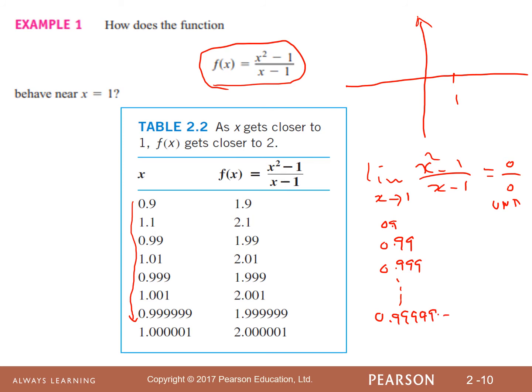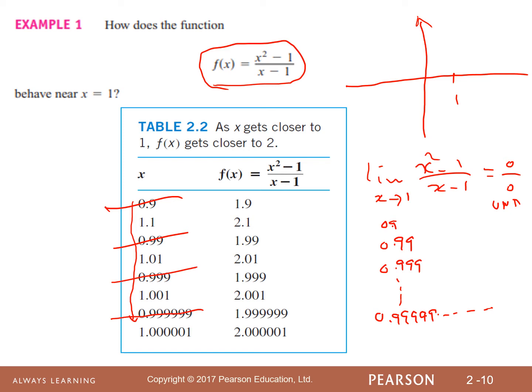you go to infinity, but you cannot reach infinity, right? Can you reach 1? No. You cannot reach 1, period. But you can go very close. Don't worry about 1.0001. We're looking at just 0.9, 0.99, 0.999, 0.9999, and so on, right?